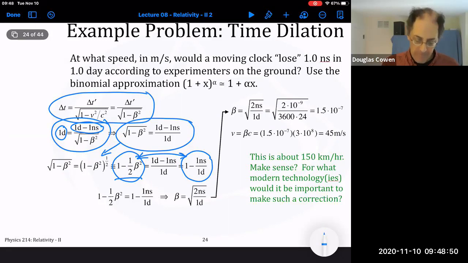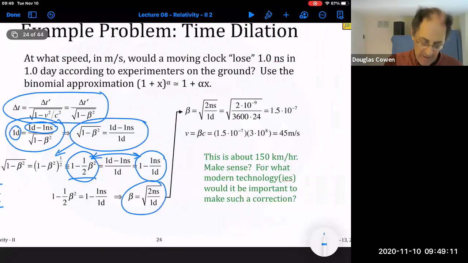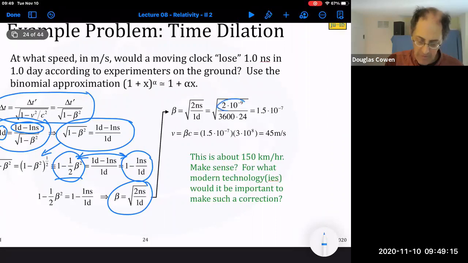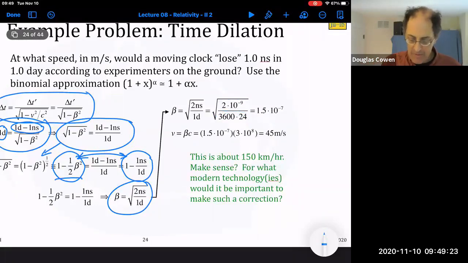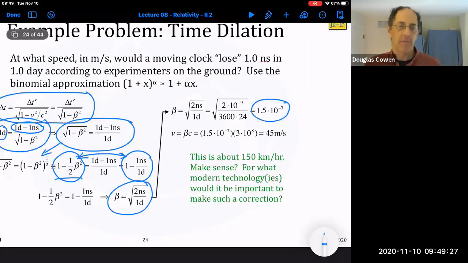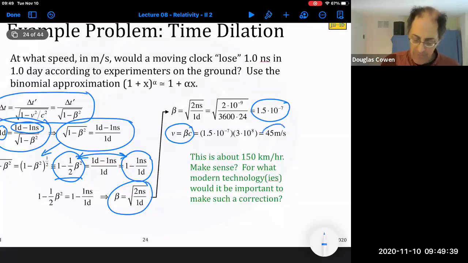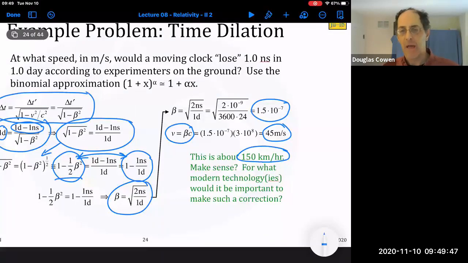Now we can solve for β, which remember, β is equal to v over c. That tells us the velocity that we have to move around with in order to have our clock run 1 nanosecond slower per day than a stationary clock. And that's given by this, which looks kind of funny. So if we write that out as seconds, so it's 2 × 10⁻⁹, and 3,600 seconds per hour and 24 hours in a day, and then solve, we get that β is 1.5 × 10⁻⁷. That's a unitless quantity. So it's much less than a millionth the speed of light. And we can then solve for the velocity by just multiplying β by c. And we get 45 meters per second, which is about 150 kilometers an hour or 100 miles an hour, depending on your preference.